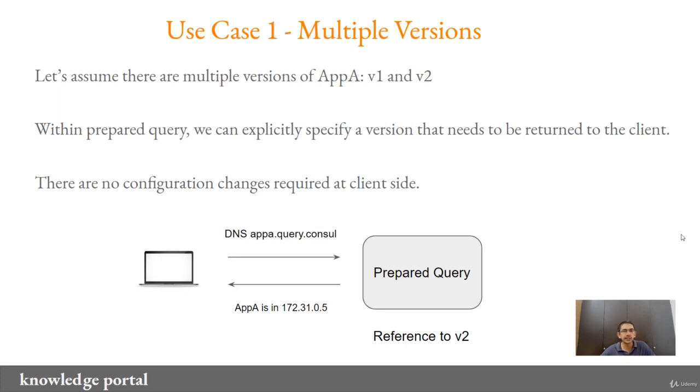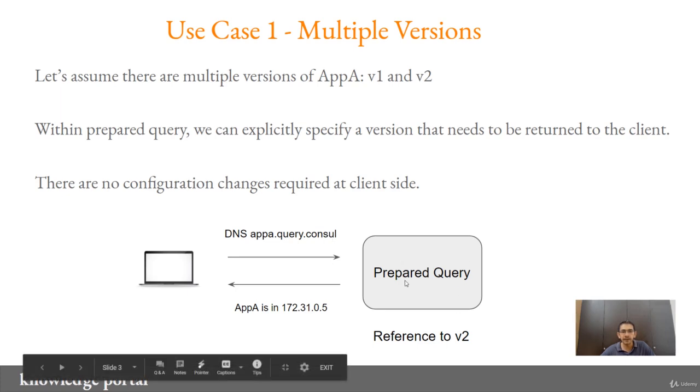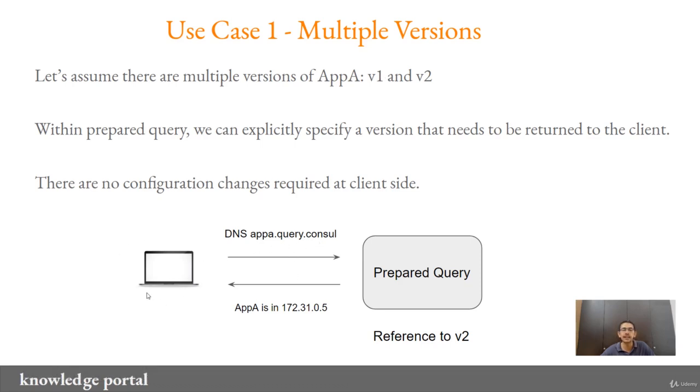So tomorrow let's assume that there are some issues with version 2 and you want the users to go ahead and reference the service which is working based on version 1. So all you have to do is inside the prepared query, change the reference from version 2 to version 1. The endpoint remains the same. There is no configuration required at the client side. Everything can be done at the prepared query level.